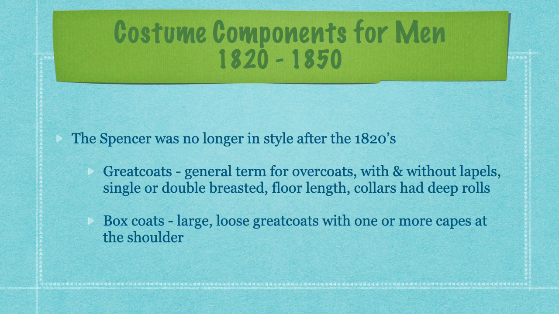The Spencer was no longer in style after the 1820s. Greatcoats, which was a general term for overcoats that had lapels or in some cases did not. They were single and double breasted, floor length, and they had collars with deep rolls. Box coats were large, loose greatcoats with one or more capes at the shoulder.